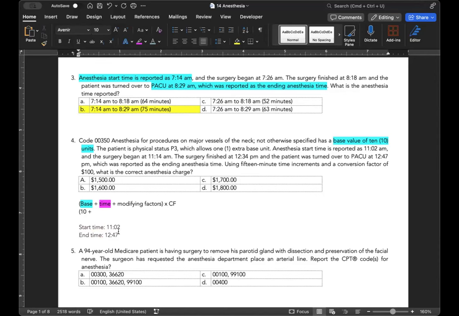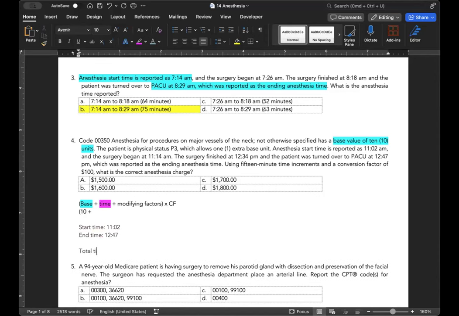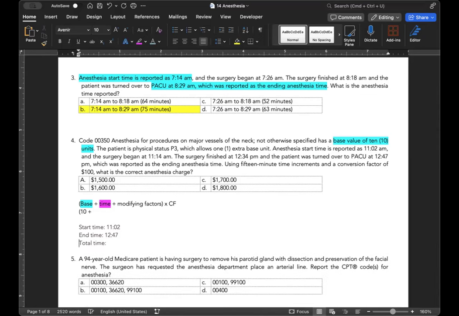So what's our total time that we have here? So total time in hours and minutes. One hour and 45 minutes. Okay. So if we have an hour and 45 minutes, how many 15-minute increments do we have?